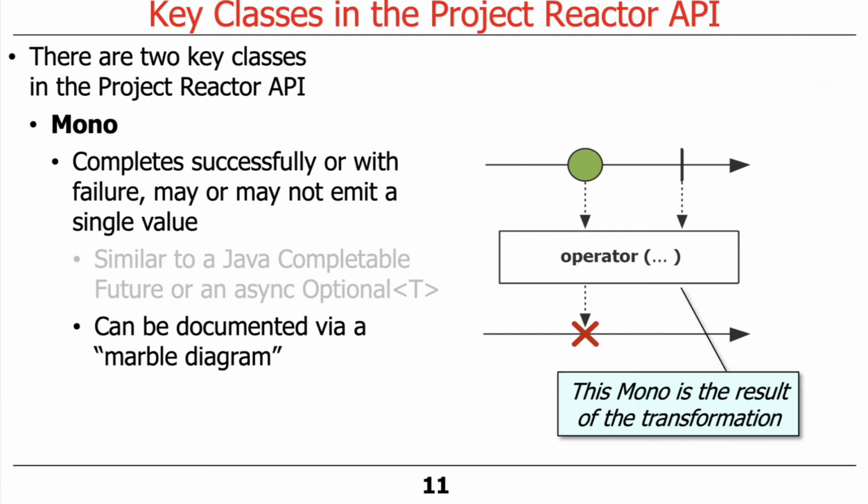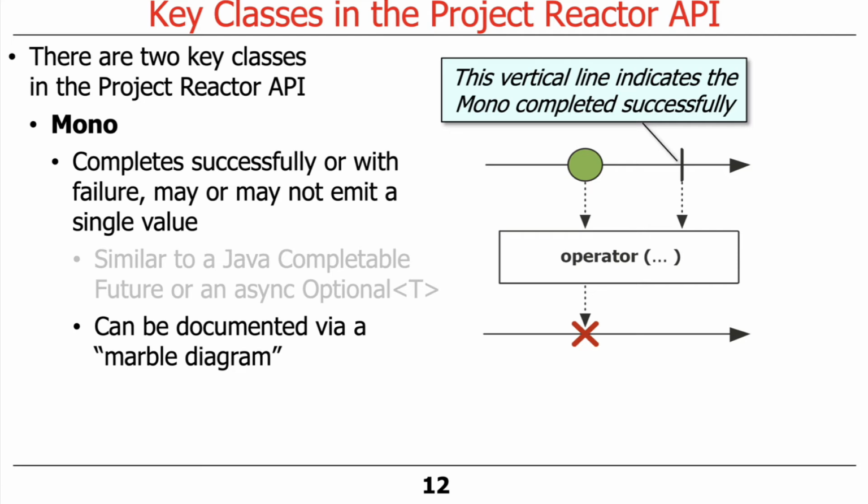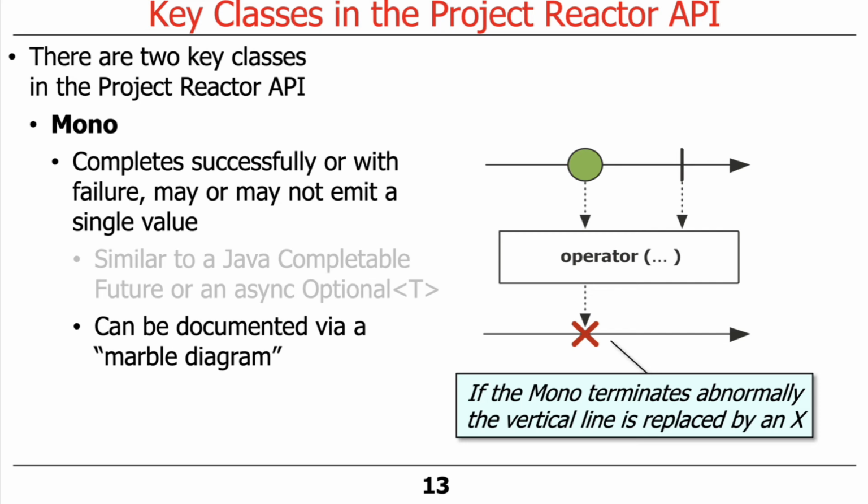This Mono is the result of the transformation, and if it succeeds, then you end up here after the item is emitted, and if you fail, then you'll have a failure. You will not emit an item.